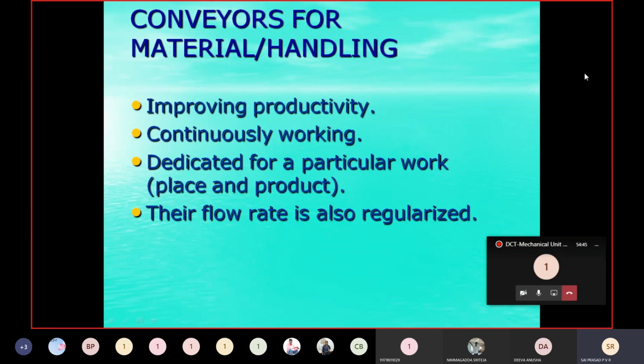Then flow rate is regulated means what? Yes, as I said just now, we are going to keep the flow rate constant, that is, the RPM of the conveyor belt as constant. So these are the most important things which you are supposed to treat. Okay, these are the plus points of using a conveyor belt.